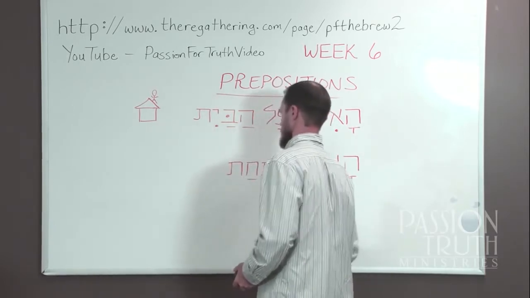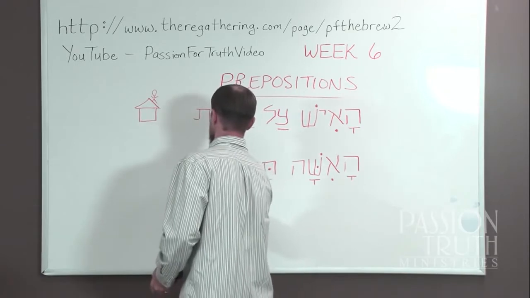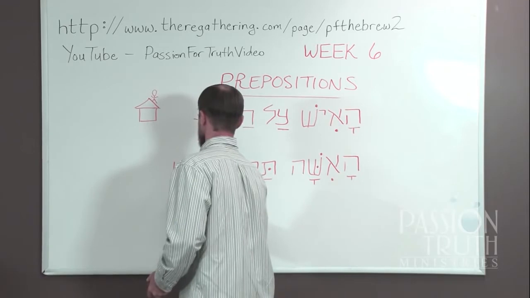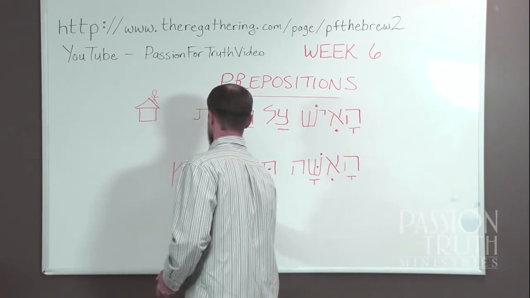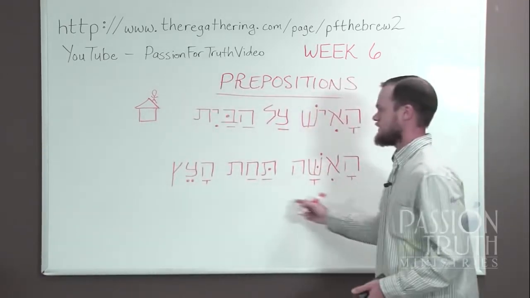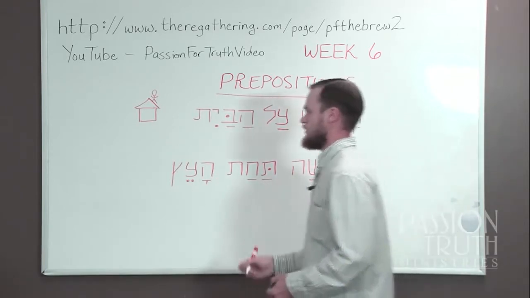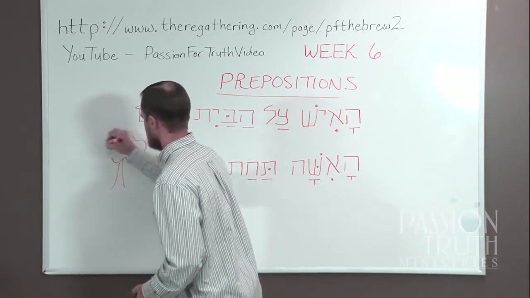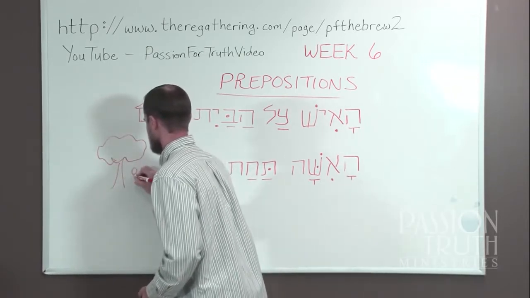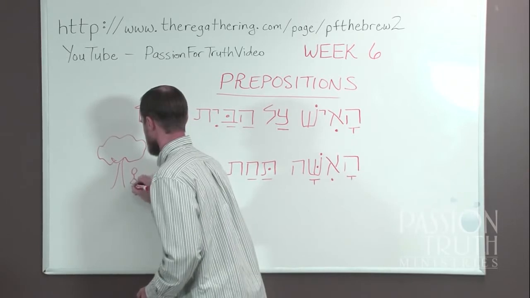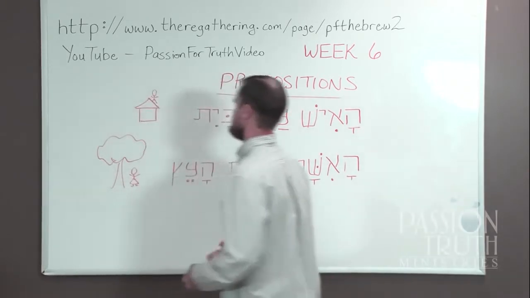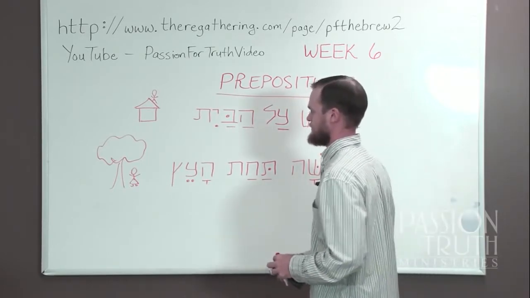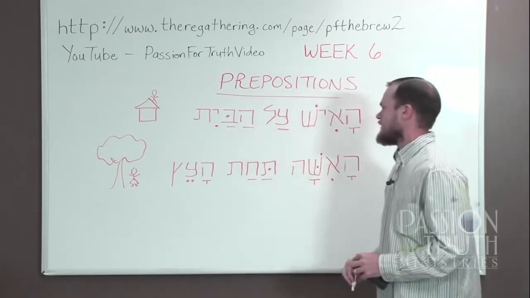Tachat. Okay, the woman is under, and let's put her under the tree. Ha'etz. Okay, ha'isha tachat ha'etz. The woman is under the tree. This well-dressed woman here is happily under the tree.